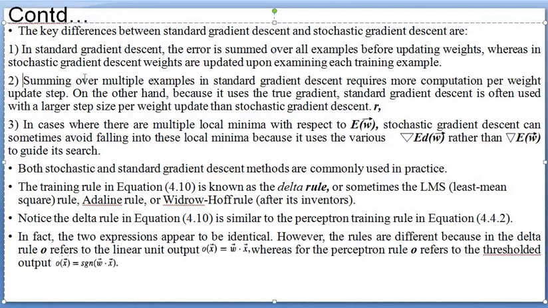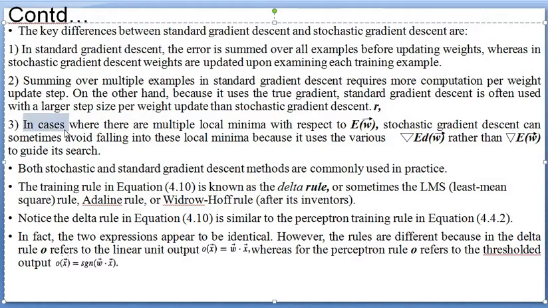Next, the second point is that summing over the multiple examples in standard gradient descent requires more computation. Okay, because we are summing all these weights together, so it requires more computation. But here we are not summing over all the weights. We are taking each step by step, incrementally. So here, a large number of computations is not required.